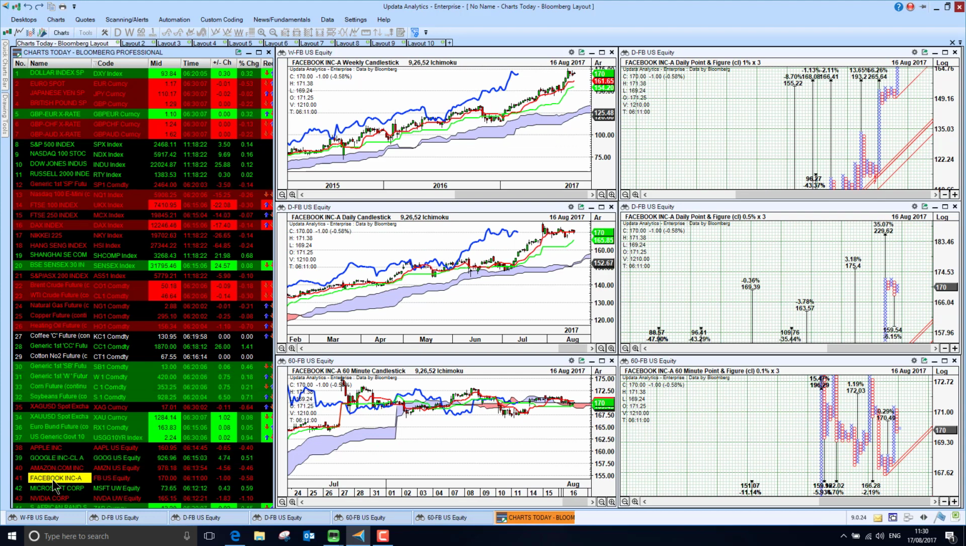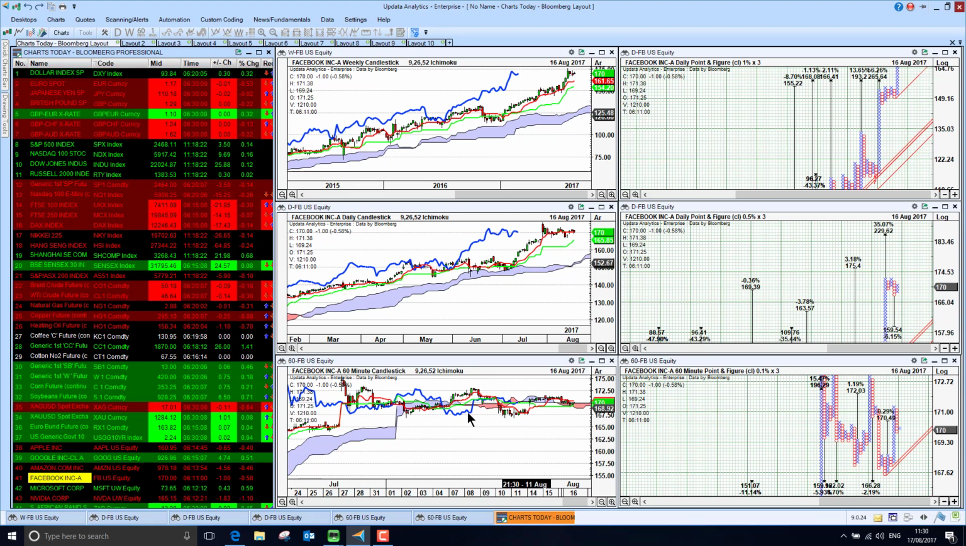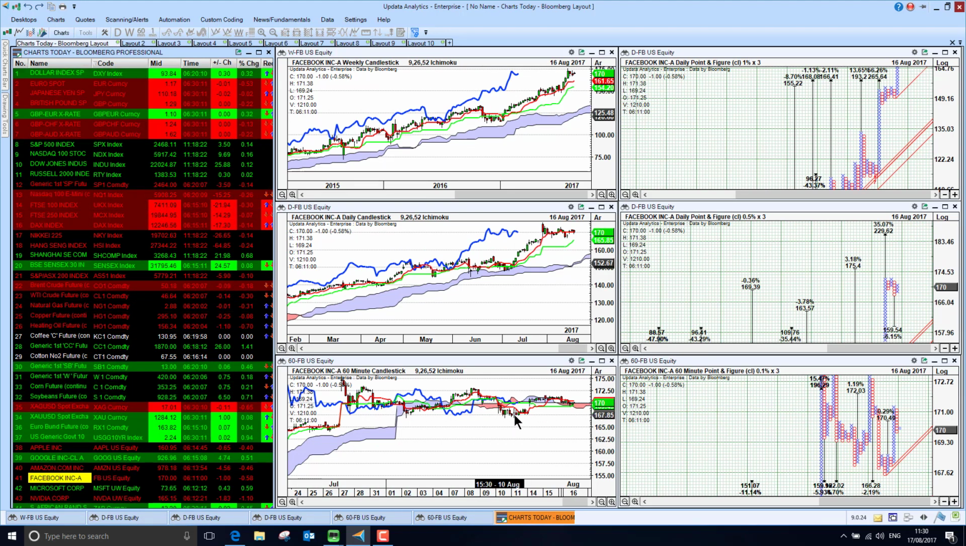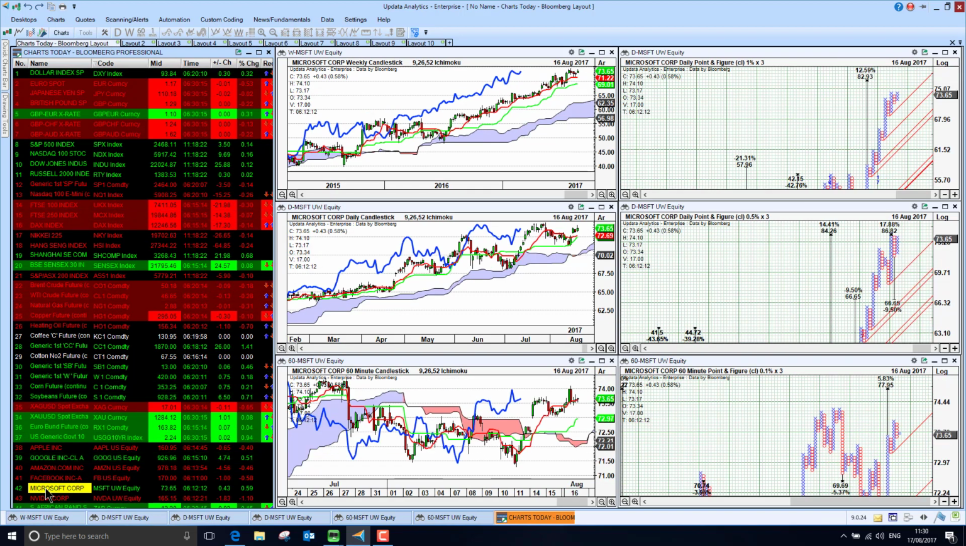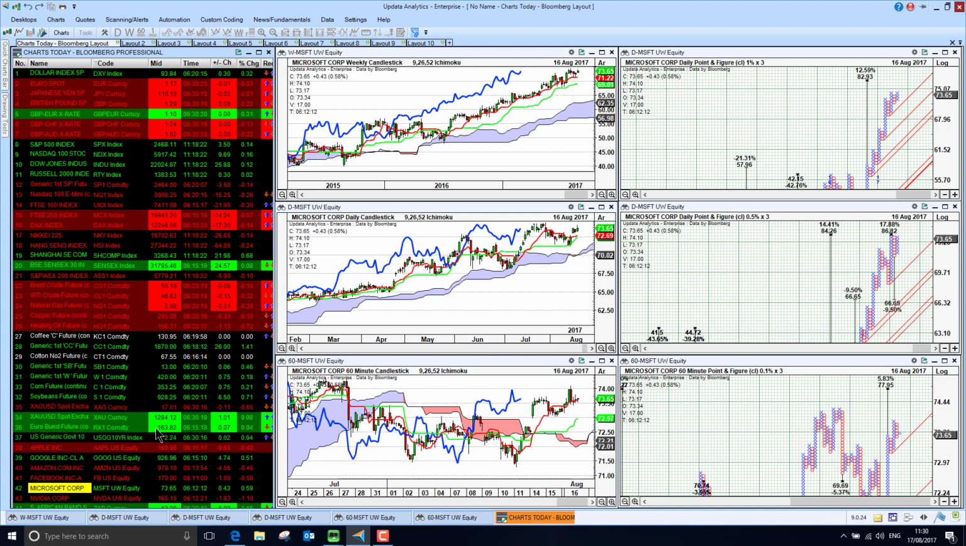Facebook holding its own, fairly flat the last week or so around this 170 level, but is still looking very bullish with lots of upside targets. And Microsoft also looking bullish as well, now back above the cloud and bullish on all 3 time frames.